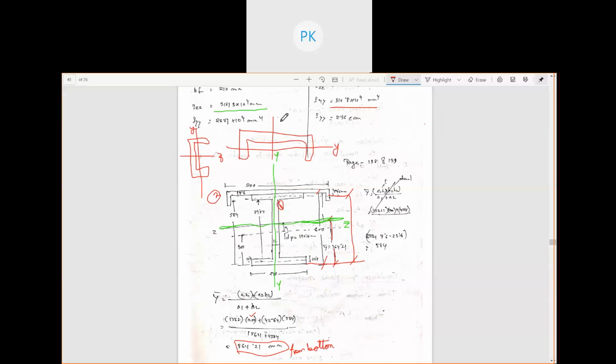This one, z-axis. So that's why, for this entire built-up member, we are considering the z-axis. For this entire built-up member, what is the moment of inertia about the z-axis that we are trying to find out? And for the I section, it was this only.